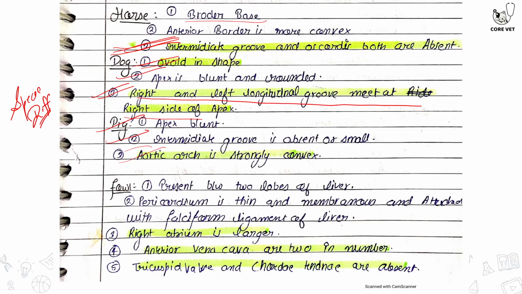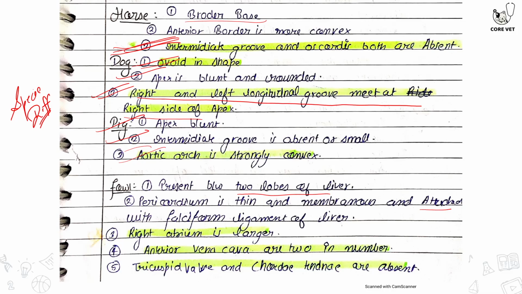In the case of the fowl, the heart is present between the two lobes of the liver. The pericardium is thin, membranous, and attached with the falciform ligament of the liver. So you can see how the liver and the heart are closely associated. Why? Because there is an absence of diaphragm in the fowl.